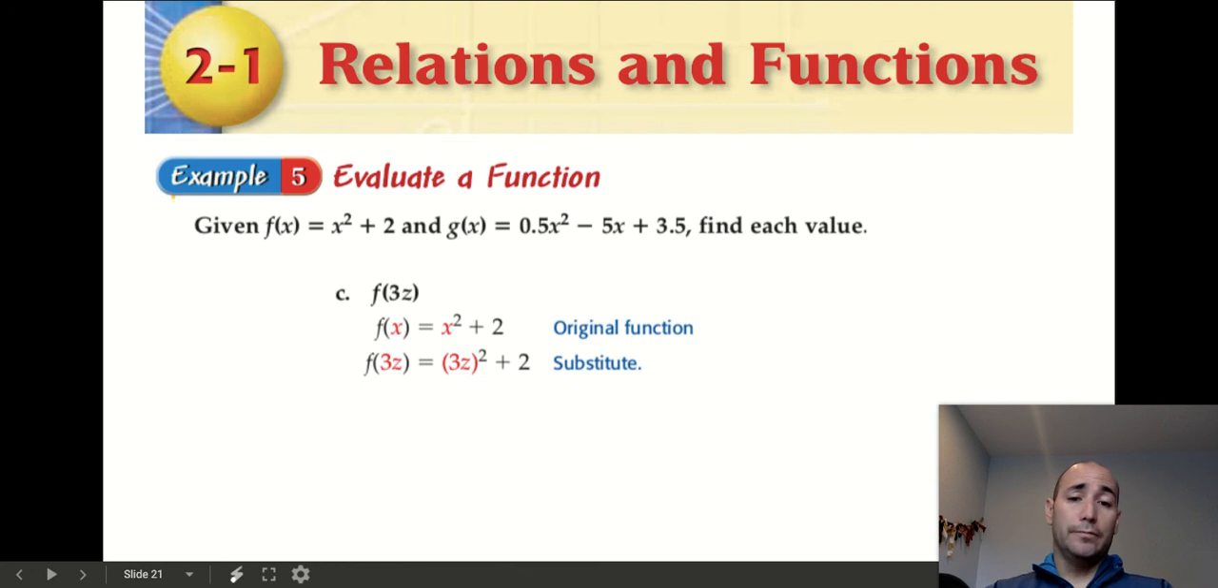So in this one, again, we're going to simplify. We're going to square 3z. So 3z times 3z is 9z squared, right? And then if you notice, that is as far as I can take it. I can't simplify that any farther because I don't know what z is. So the answer to this one is just that simplified expression. F of 3z equals 9z squared plus 2, right? So if your input has a variable, then obviously your output is also going to still have that variable because we don't know what that value is.